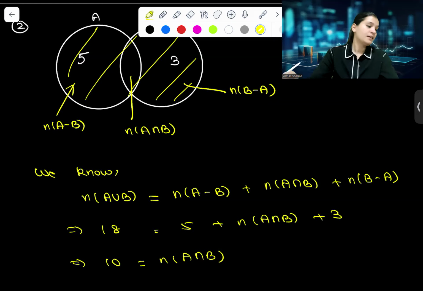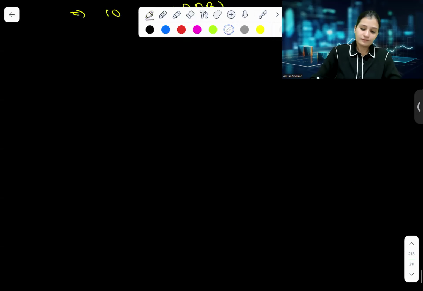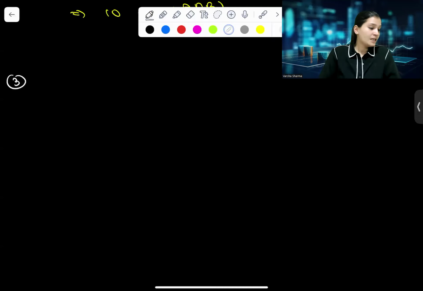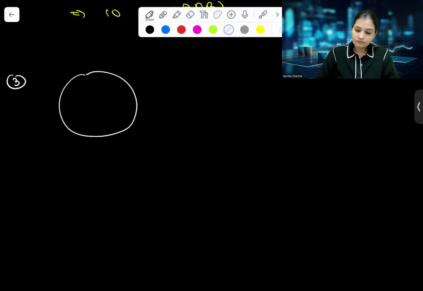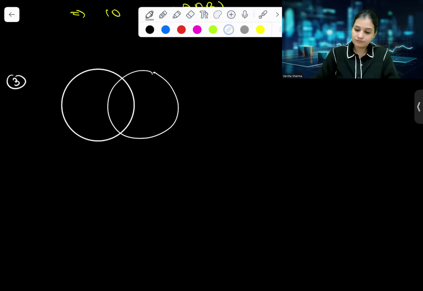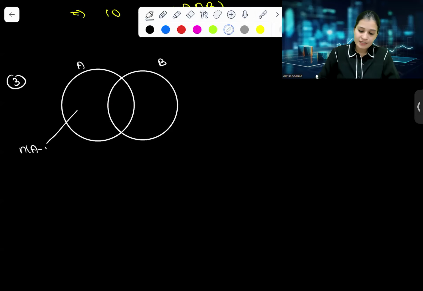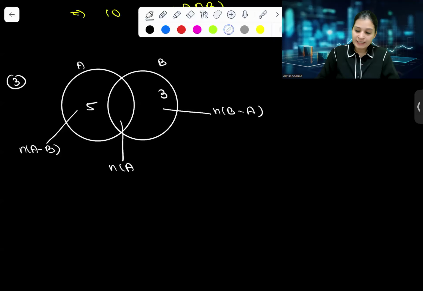Done? Question number 3. If A and B are two sets such that, this is A and this is B. This portion is A minus B. This is B minus A, right? This is 5 and this is 3 elements. And this portion is A intersection B, which has how many elements? 10, right? Any doubts?